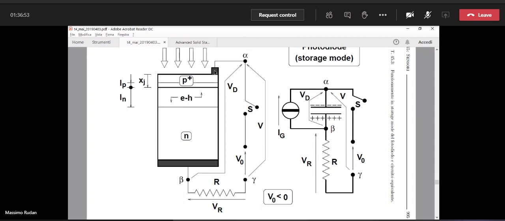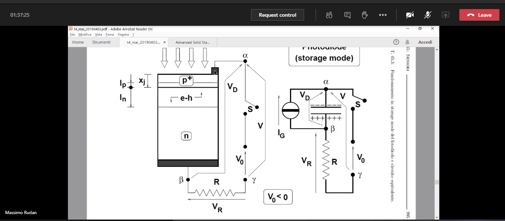And thanks to the asymmetry, also the position of the junction xj, as indicated on the left in the figure, is very shallow, is very near to the surface. So we minimize the number of generations in the neutral region of the p-type, and we maximize the number of useful generations that are those that occur in the space charge region.